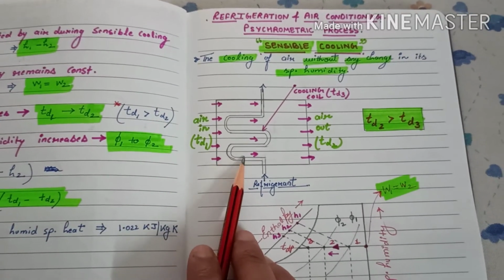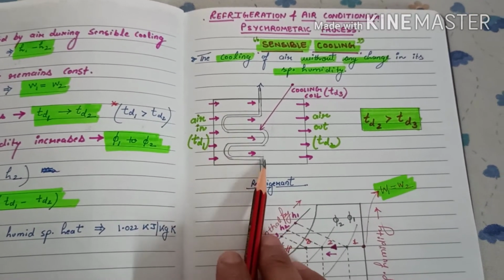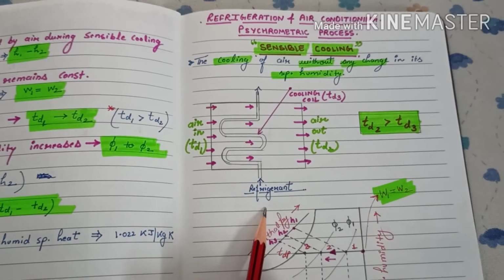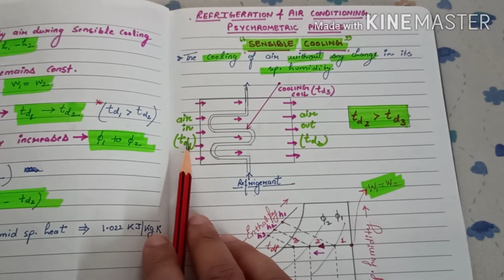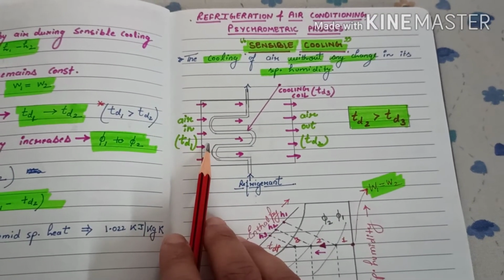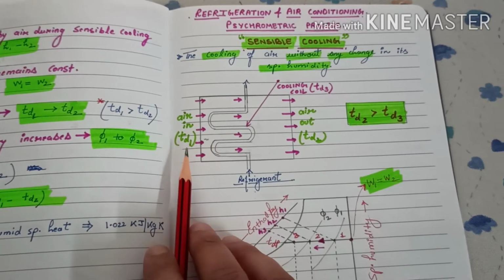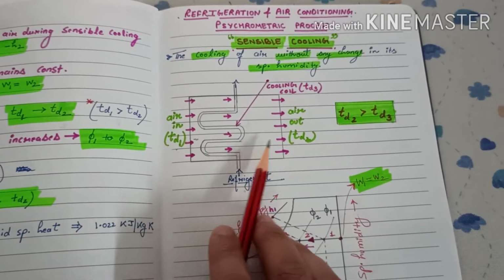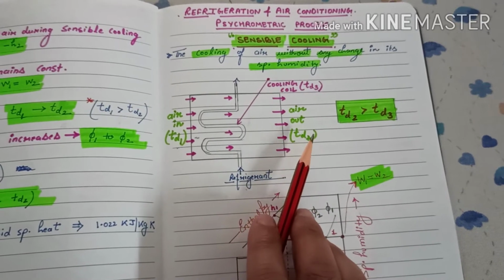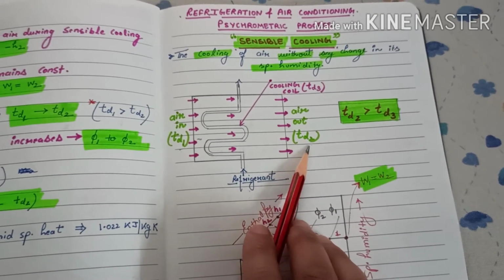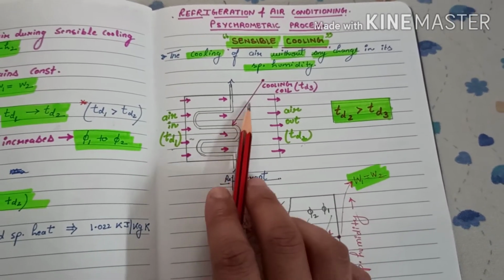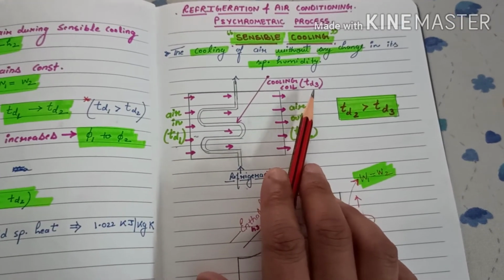In this diagram here we have taken a cooling coil which is cooled with the help of a refrigerant. Air goes into the cooling coil at temperature TD1 and leaves the cooling coil at temperature TD2. The temperature of the cooling coil is taken as TD3.